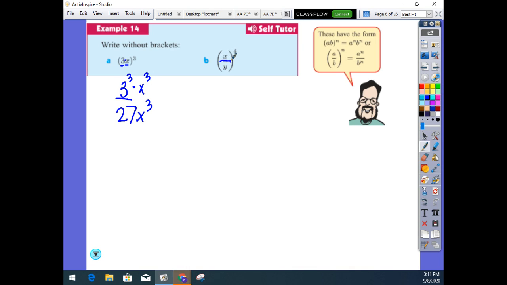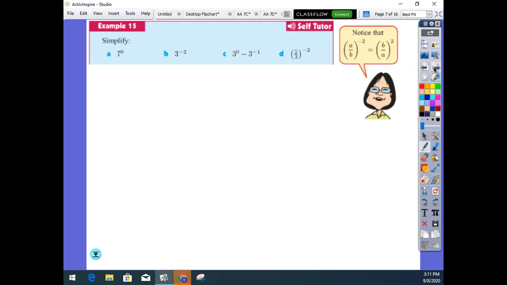Here we're dividing a quotient, so each piece on the inside gets its own exponent. And this is just plain simplify, all right? Anything to the 0 power is 1.